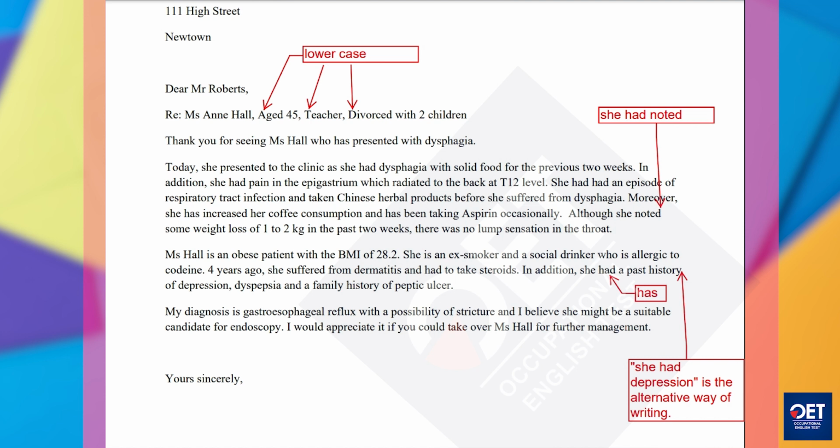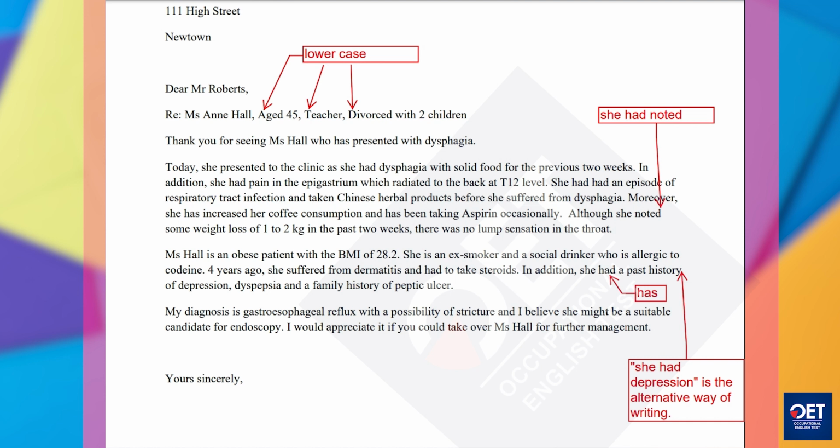Or you can start like this: thank you for seeing Miss Hall, who has presented with this problem, and now this further investigations are being requested by your side. She has written that today she presented to the clinic as she had dysphagia with solid food for the previous 2 weeks. In addition, she had pain in epigastrium, which radiated to the back at T12 level.